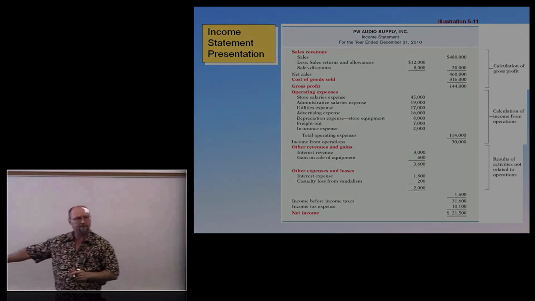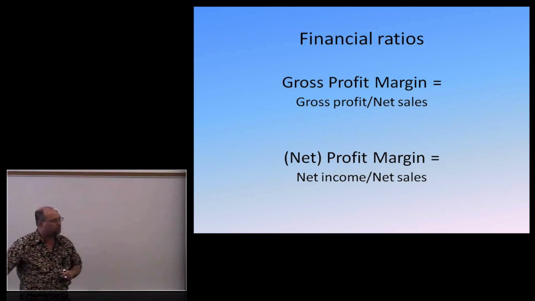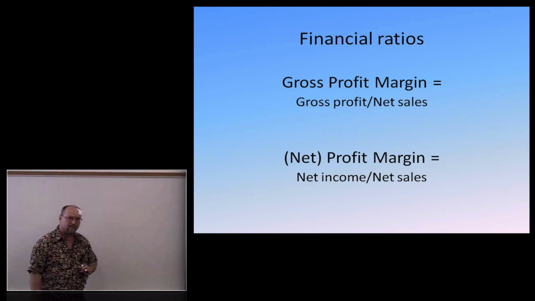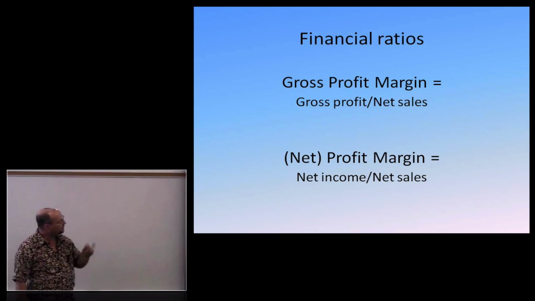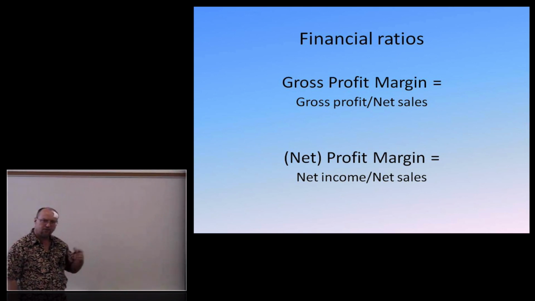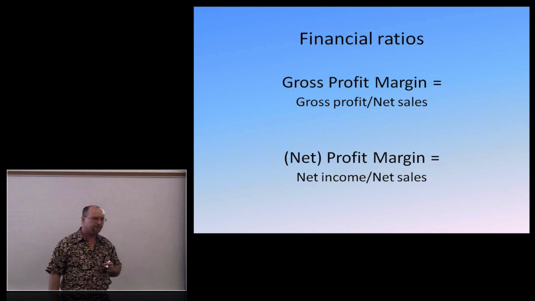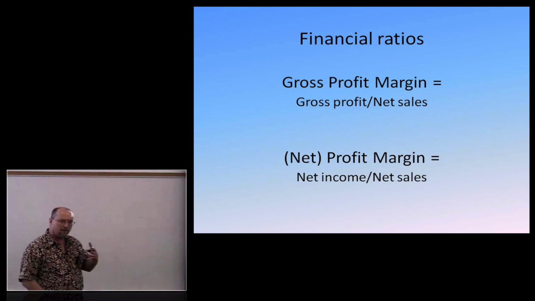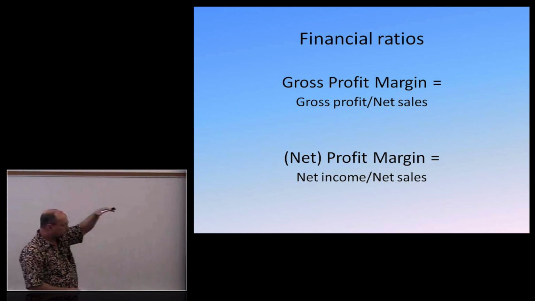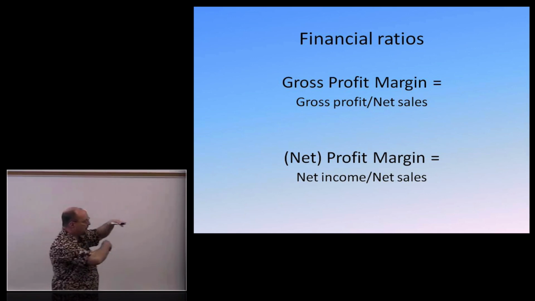Let's go ahead. Before we go to our example of the multi-step income statement, we have a couple of ratios we want to talk about. This helps us to analyze our business. We have the gross profit margin, and we have the net profit margin, simply called the profit margin. Okay? And our ratio, our formula, gross profit numerator divided by net sales.